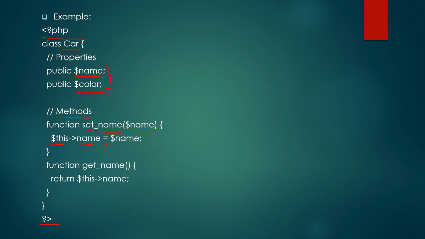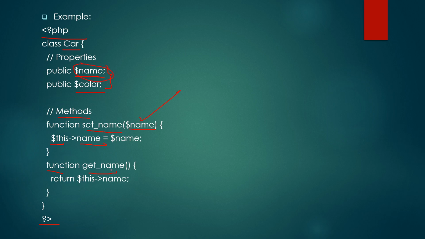We have another function called get name, which is just returning this name to us. While calling this function, I will pass a value, and that value will be stored inside this variable called dollar name, and then that name will be assigned to this variable dollar name, and then that name will be returned to us.